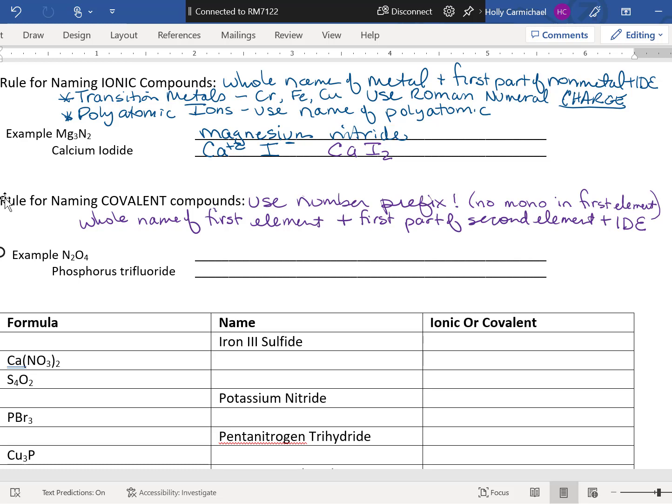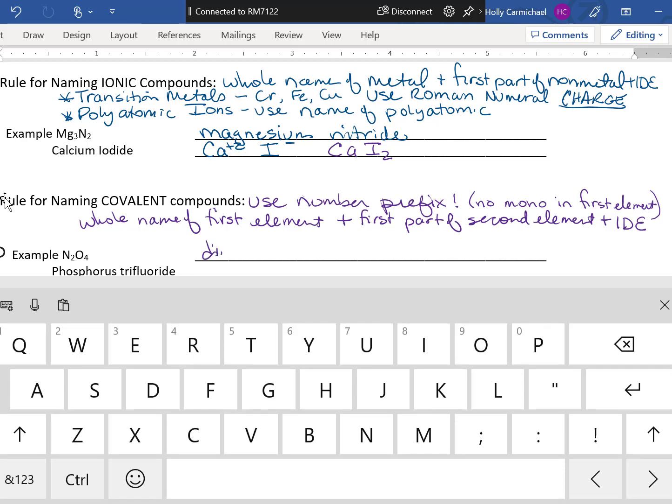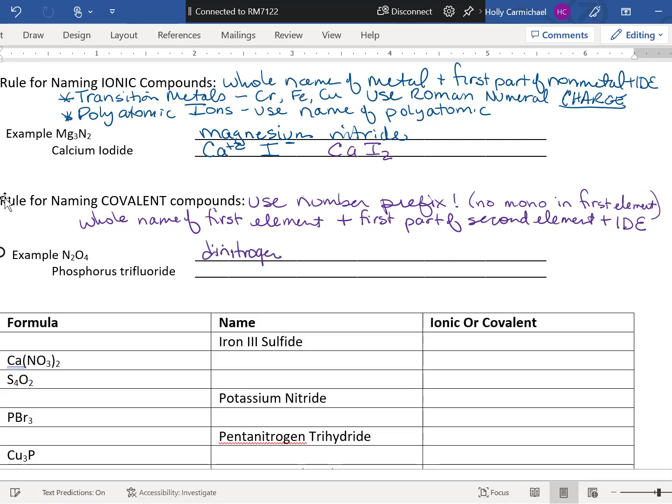So binary covalent molecules are ones that only have 2 atoms. So that way we've just got this one and this one, like CO2, N2H4, okay? We just have 2. So examples, N2O4 would be what? Dinitrogen tetroxide.